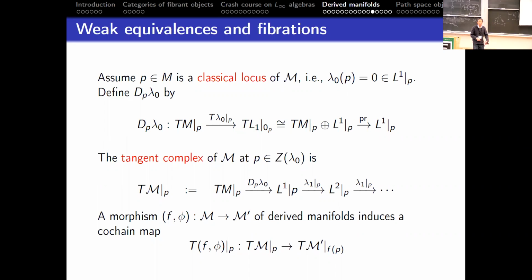So I need to define what a weak equivalence is, and I need to define what fibrations are. And then I should be able to finish my talk. That's very simple. So the easiest way to define a weak equivalence is to look at the tangent complex. Given a graded vector bundle, the most important thing is you have lambda 0, because you have a bunch of lambda here.